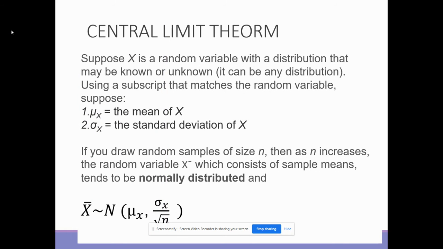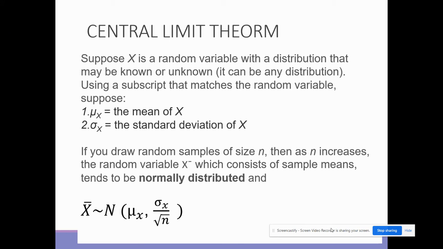So let's talk about the one where we talked about the mean. All right, so if you remember back in normal distribution that we did before this, you would have the population mean and the population standard deviation. Well, now we're going to change this a little bit because we have a sample size that's 30 or above, or what we talked about with the normal distribution. So now, suppose X is a random variable with a distribution that may be known or may not be known. Using a subscript that matches the random variable, suppose the mean of X equals μ_X, and σ_X is the standard deviation of X.